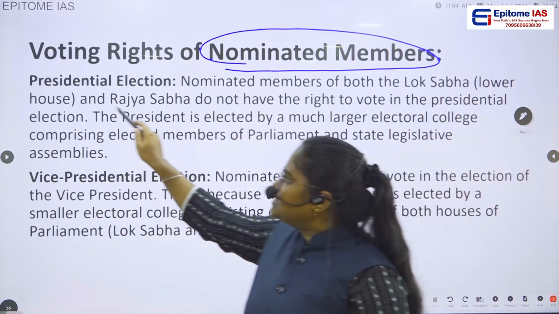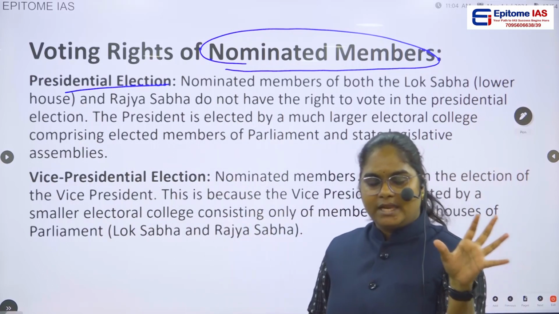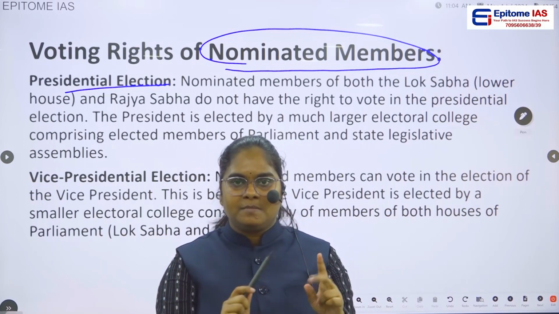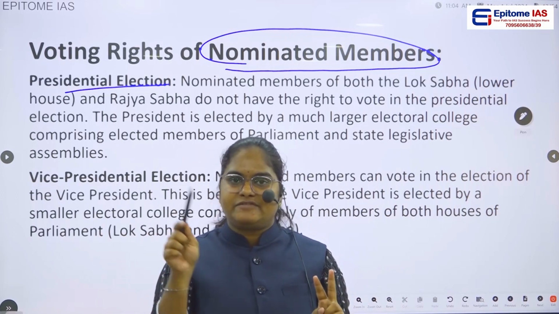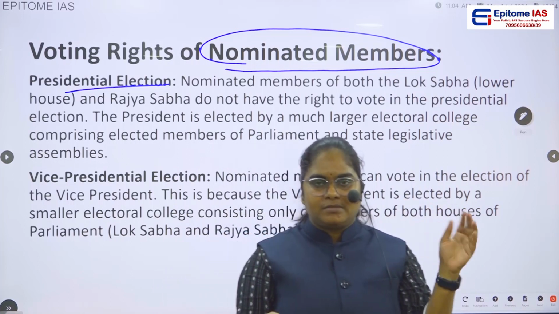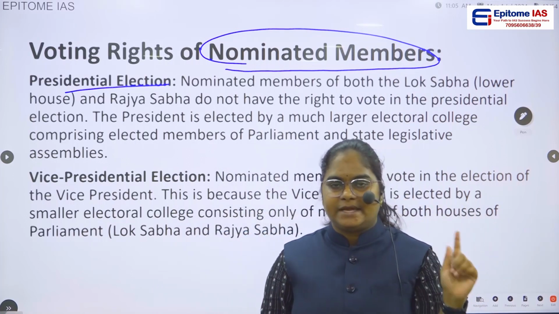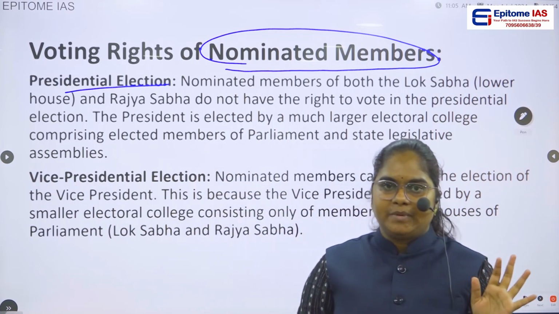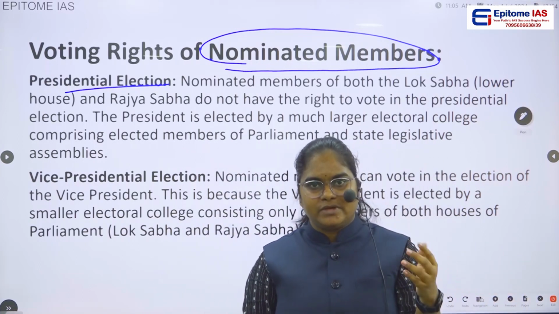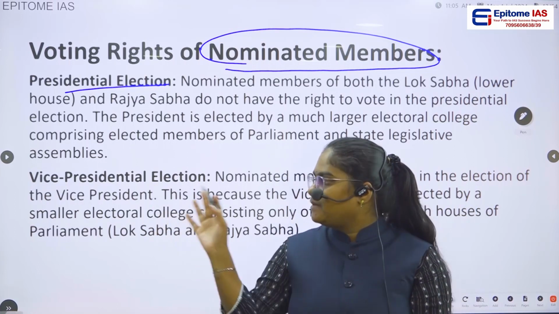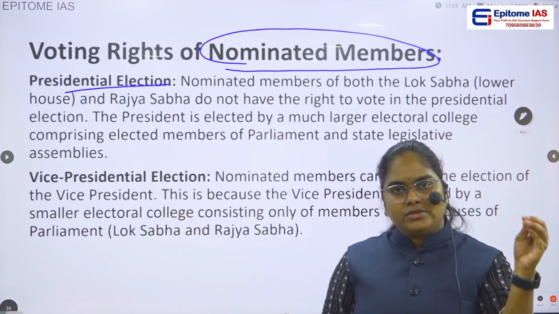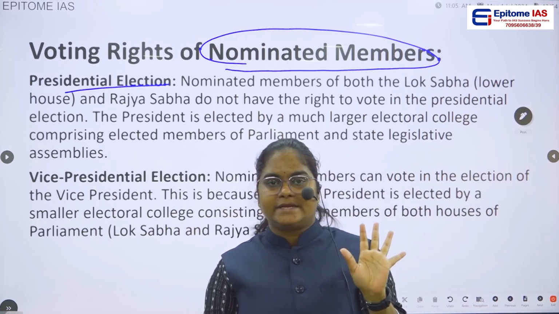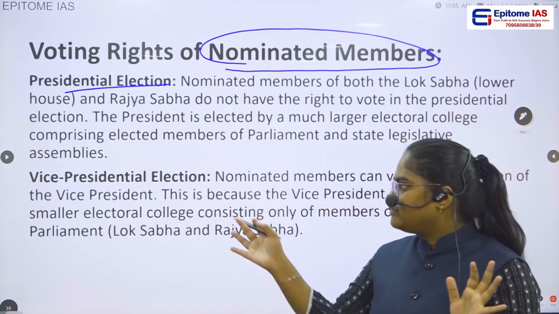So in case of a presidential election, we know that the electoral college consists of the elected members of Lok Sabha, Rajya Sabha, and the elected members of state legislative assemblies, along with the union territories Delhi and Puducherry's assemblies, that too elected members, only elected members. Nominated members do not take part in the election of the president. But in case of a vice president's election, members of both Lok Sabha and Rajya Sabha, both nominated and elected members, take part.